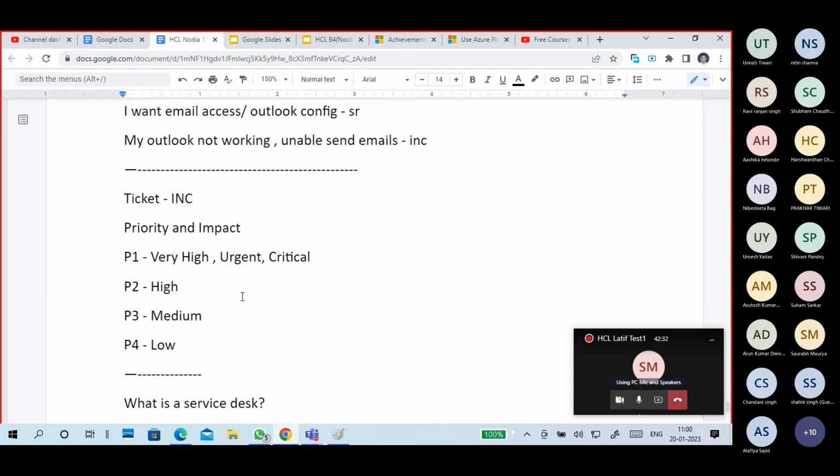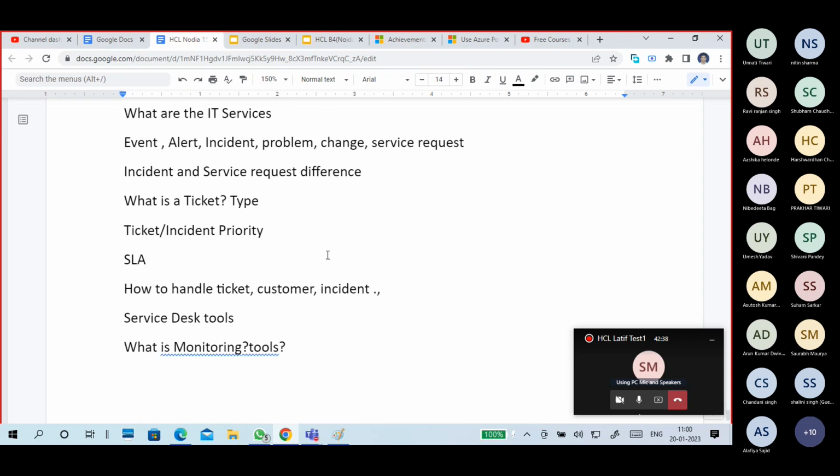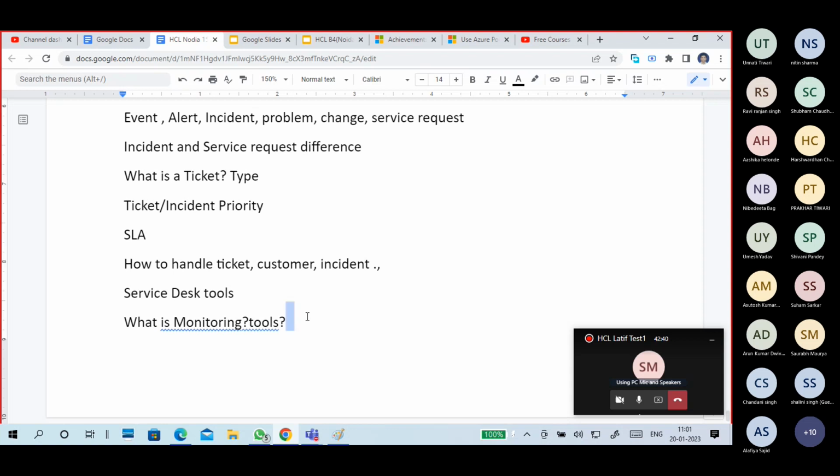And also I told about priorities and impacts kind of stuff. What are the priorities? Okay, so those are the basic questions from here. I didn't give you more details about what monitoring tools and service desk tools are. I didn't tell you. If I have any chance, I will tell.